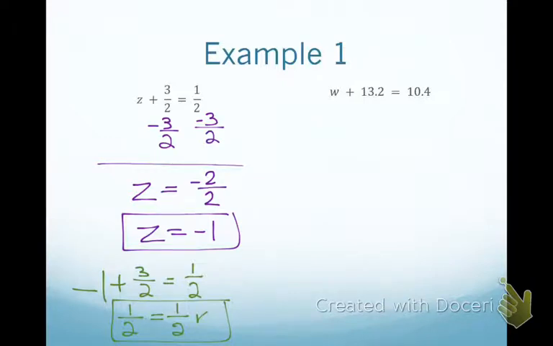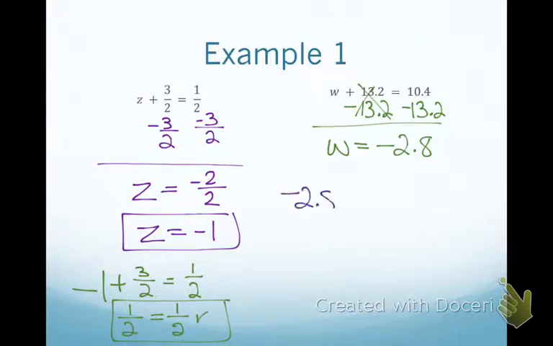Subtract 13.2. Why did you subtract 13.2? Because there's an addition sign here connected to the W. Okay, so how do we get rid of it? We have to do the opposite. Subtract 13.2 from both sides. Who got -2.8? All right, how can I be sure that my answer is correct? Plug it back into the original problem, all right?